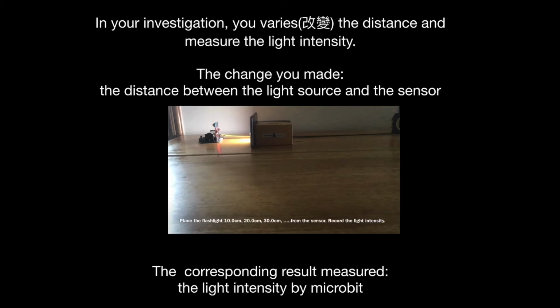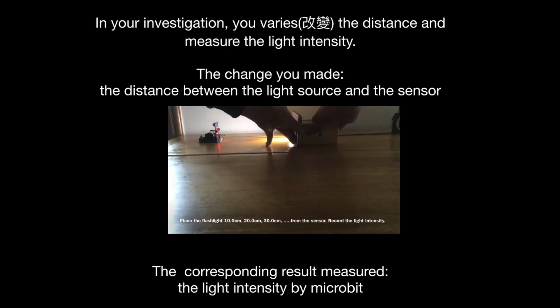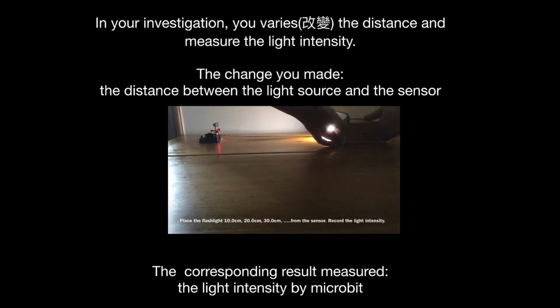So in the investigation, you change the distance and then measure the intensity. So the change you make initially is the distance between the light source and the sensor, and after that you measure the corresponding result. Just like shown in the video, you move the light source further apart and then take the data, and then you change the distance again, further away from the microbit, and then you take the reading again.